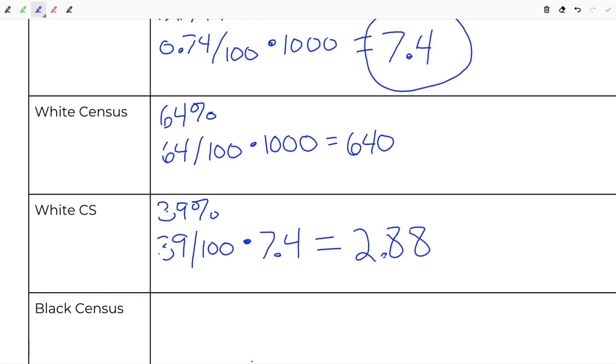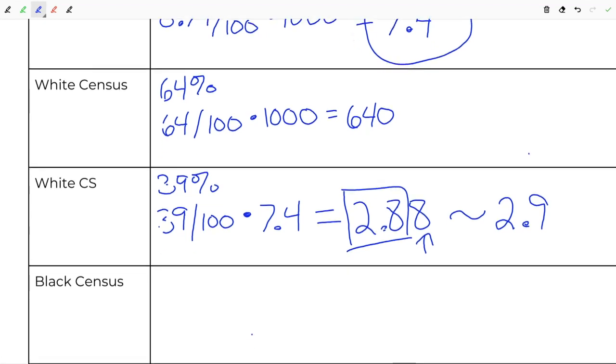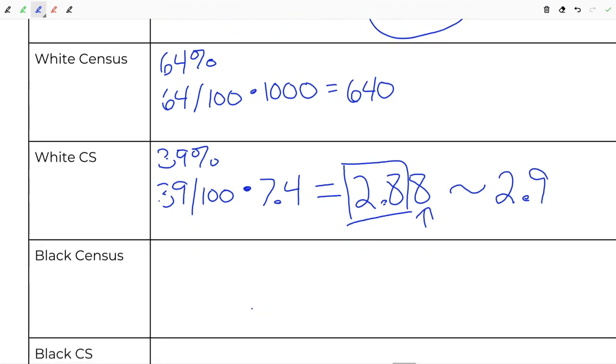2.88 is enough, because remember, I'm only going to keep these front two digits and I'm going to round up. So this is 2.9 people in the correctional system are white. Again, we've got 1,000 people in your yard. It's nice to picture that you have a little set aside portion for people who've been in the correctional system that has 7.4 people in it. And of those 7.4 people, 2.9 of them are white.